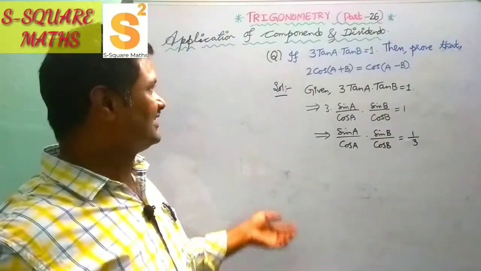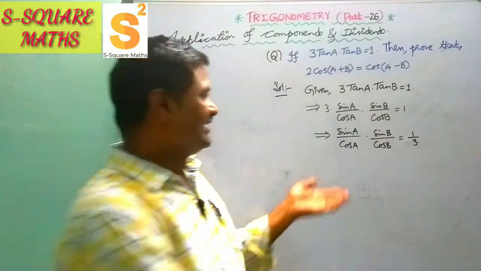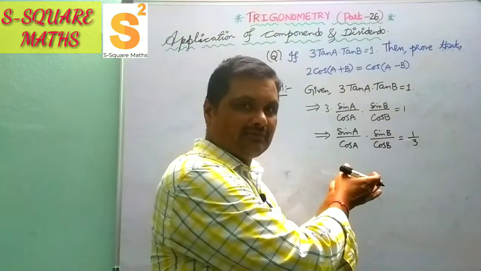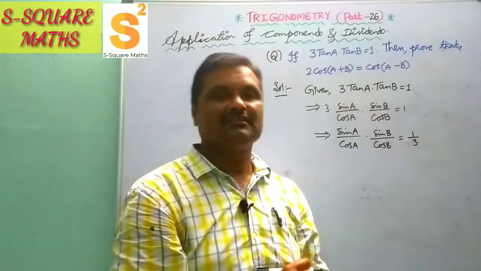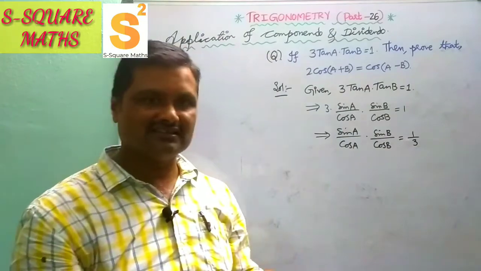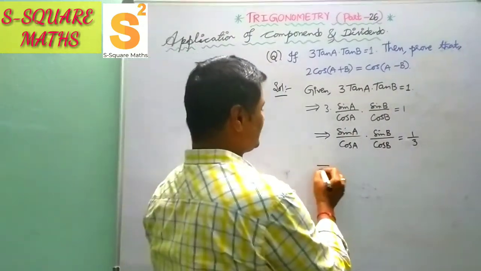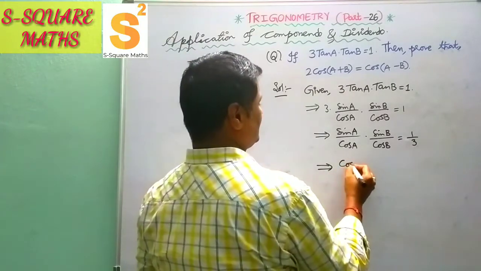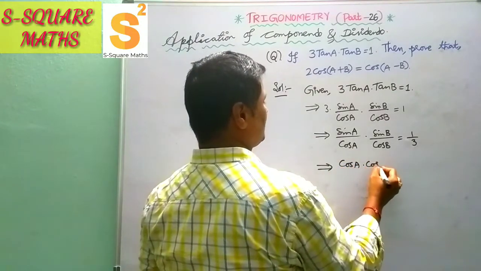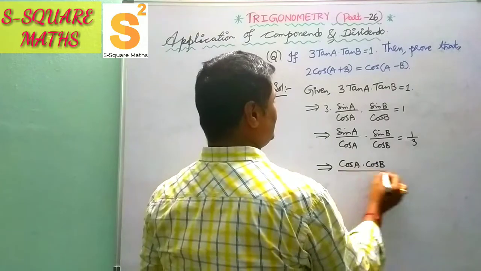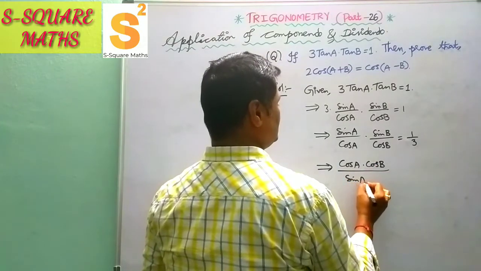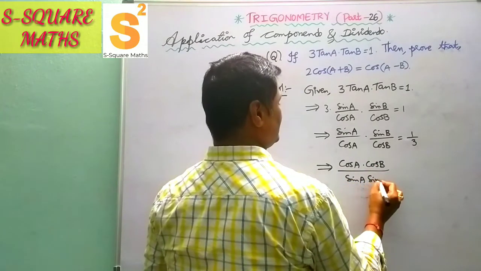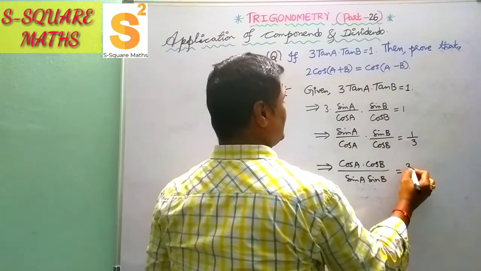So to get the result, where to apply and how to apply? Here itself we can apply, but you may not get this result. So to get this result, take the reciprocal: cos A into cos B by sin A into sin B is equal to 3 by 1.